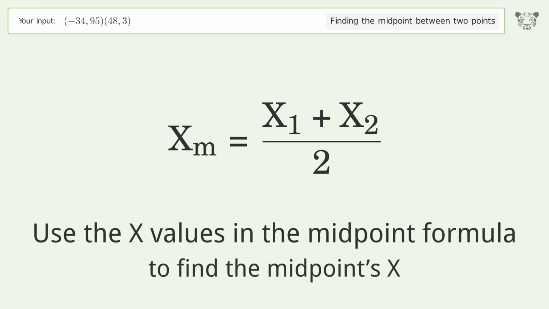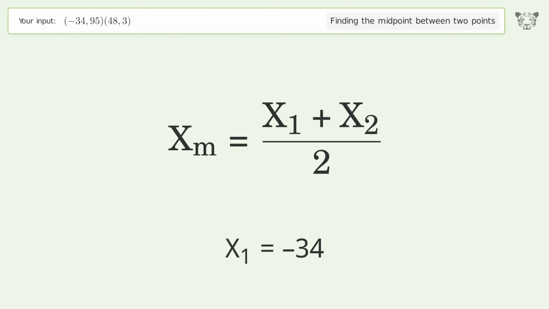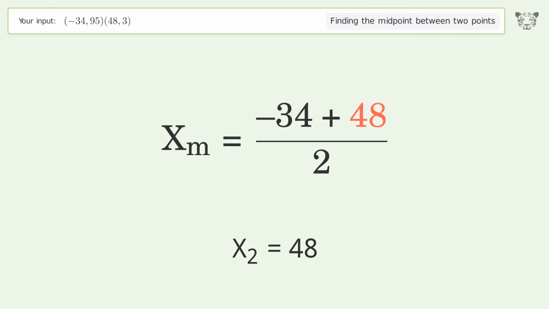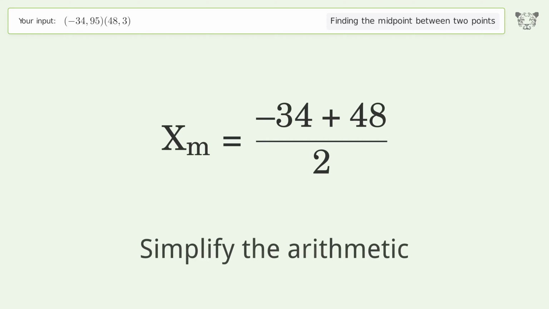Use the x values in the midpoint formula to find the midpoints x. x1 equals -34. x2 equals 48. Simplify the arithmetic.